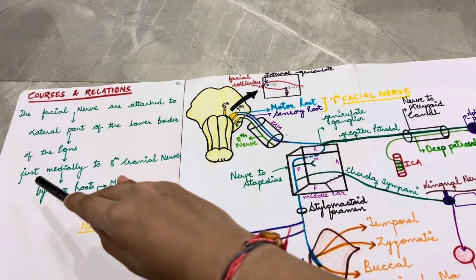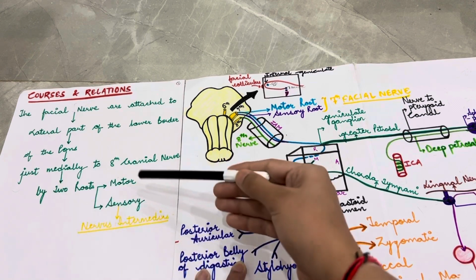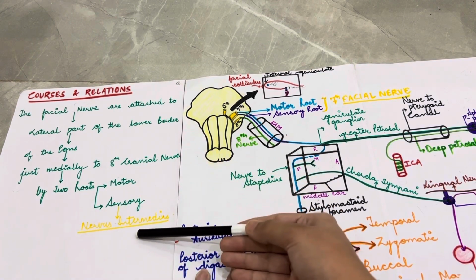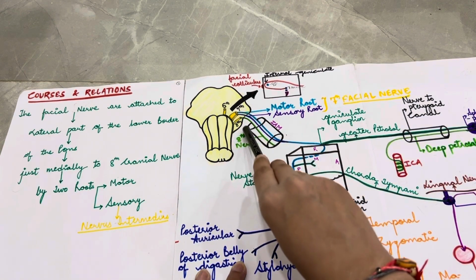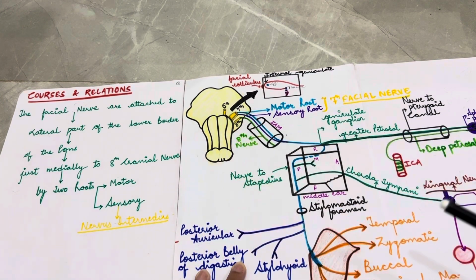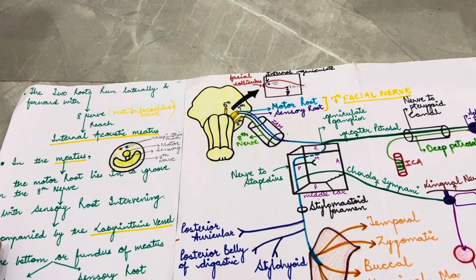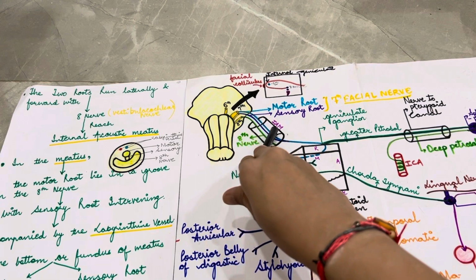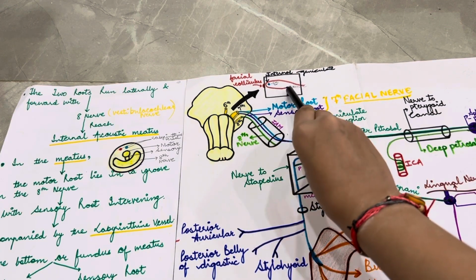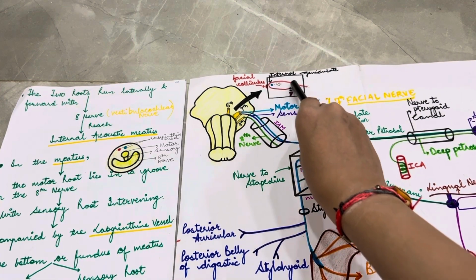As you can see, the 7th nerve is present just medial to the 8th cranial nerve by 2 roots, which are the motor and sensory, known as the nervus intermedius. So this is the 8th nerve, and the 7th nerve is present medial to the 8th nerve. Now we'll study that this 7th nerve does not directly descend downward. The 7th nerve goes backward, passes around the 6th nerve and then descends downward.